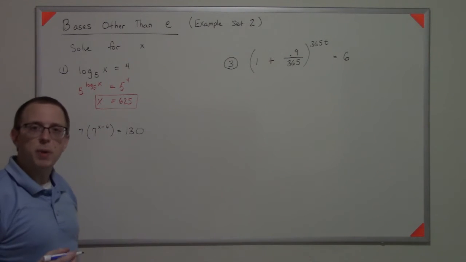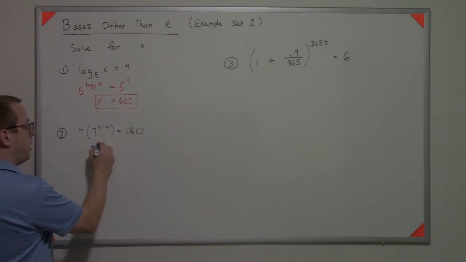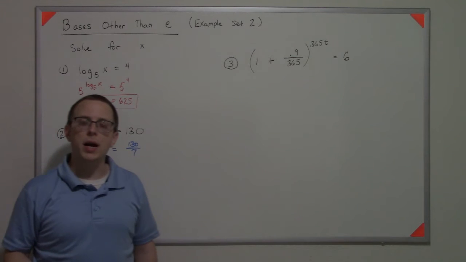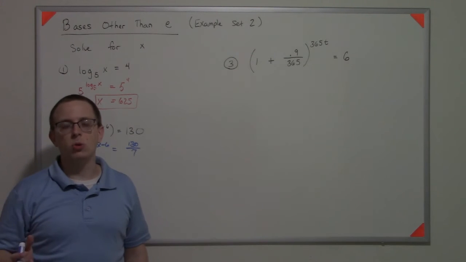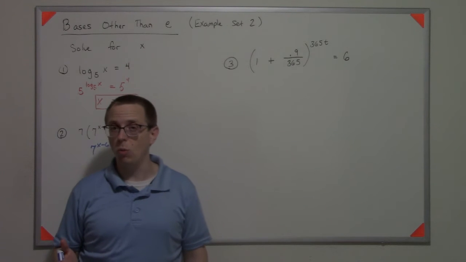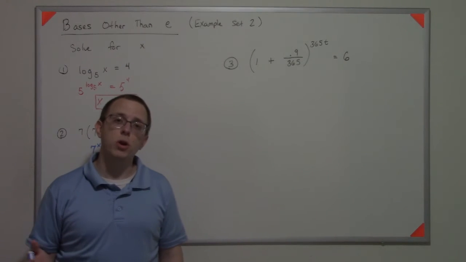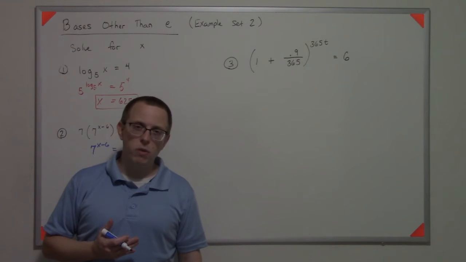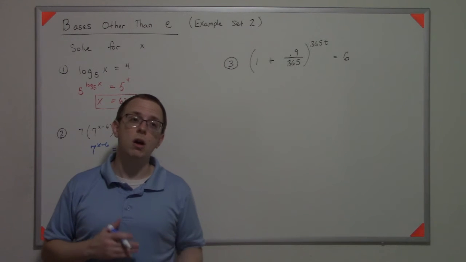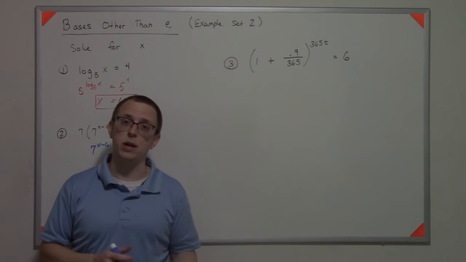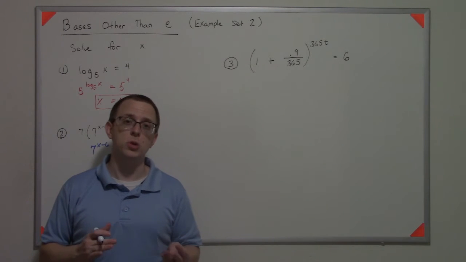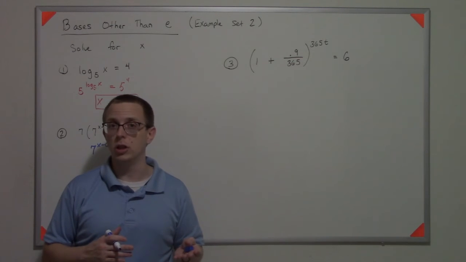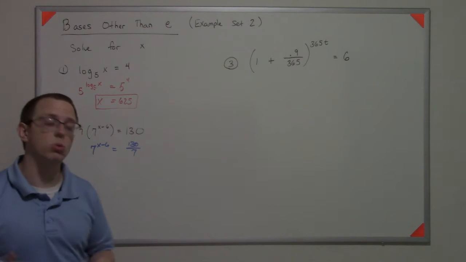So if I divide both sides by 7, I get 7 to the x minus 6 equals 130 divided by 7. Now I could take the natural log of both sides. You could do the base 7 log if you wanted to, but if you're going to feed this into a calculator, some calculators have arbitrary bases, but a lot of them don't. A lot of them only have the base 10 log and the natural log. So it's helpful to use those as your functions so that you don't end up having to do another conversion later. So let's use the natural log.